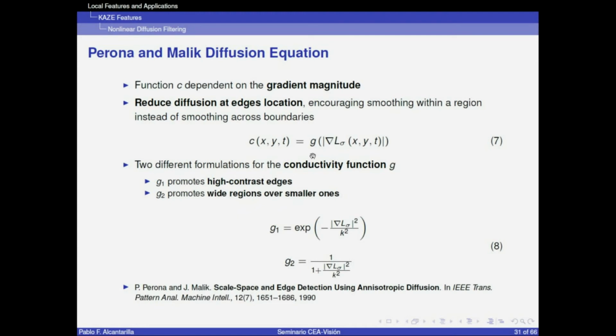Perona and Malik, in the seminal work on scale space and edge detection using anisotropic diffusion, propose two different examples for this conductivity function. One is g1, and g1 promotes high contrast edges, and this is equal to the exponential function of minus the modulus of the gradient to the power of 2 divided by a contrast factor k to the power of 2 as well. And there is also the g2 function that promotes wide regions over smaller ones, and this is equal to 1 divided by 1 plus the gradient to the power of 2 divided by the contrast parameter to the power of 2.